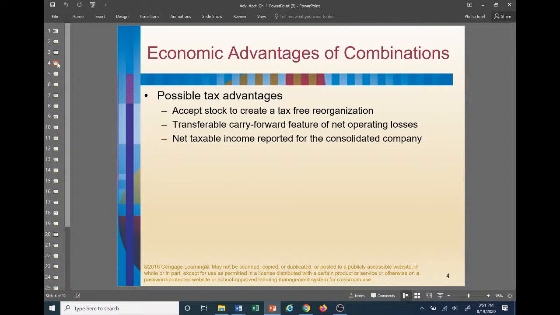Transferable carry forward feature of net operating losses. So if the acquiree, the company that we're purchasing or taking control of, has a net operating loss carry forward that they're applying to net against their income, we can actually take that and apply it to the acquirer's net income. So that's a nice little feature with the business combination, and then net taxable income reported for the consolidated company.